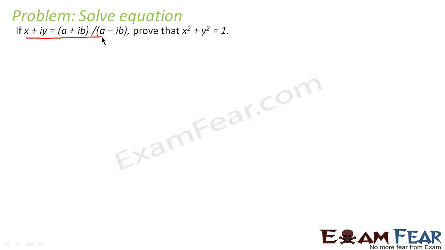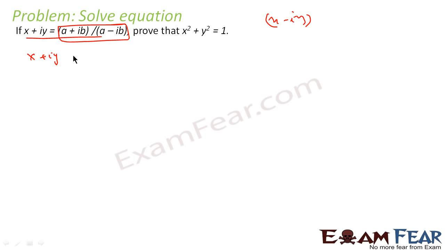So if x plus iy is equal to this, we have to prove that x square plus y square is equal to 1. So we see that if we can find x minus iy here, and then we can just multiply x plus iy into x minus iy, we get x square plus y square. To get x minus iy, we have to convert this into p plus iq form. So let's create that form.